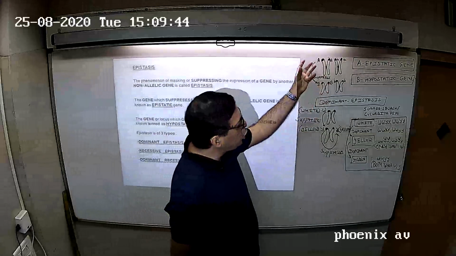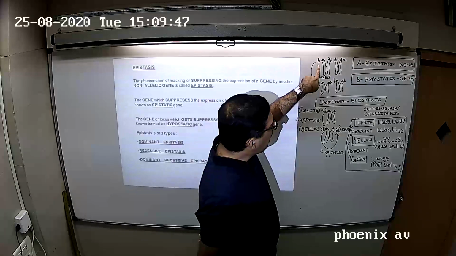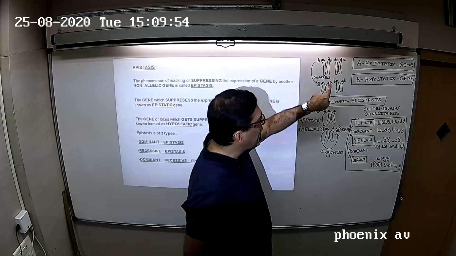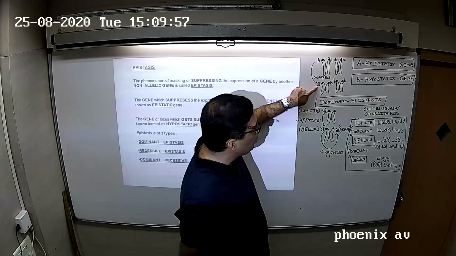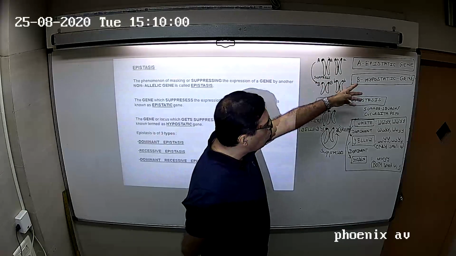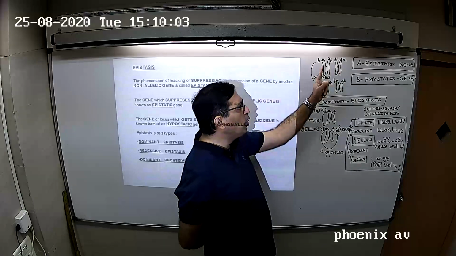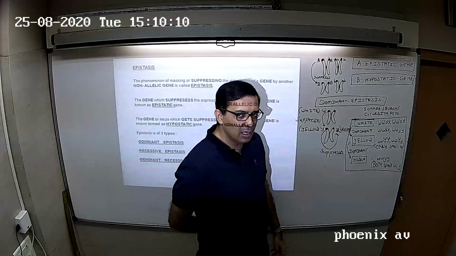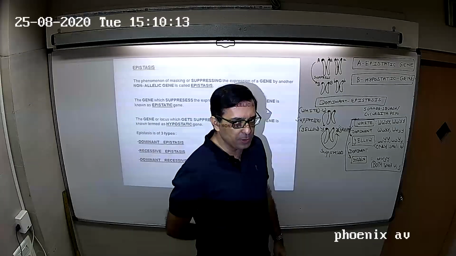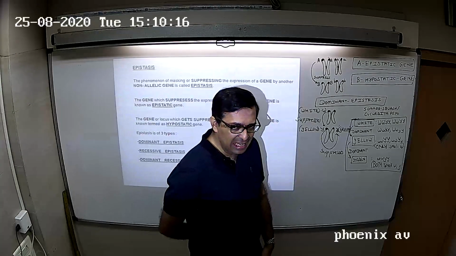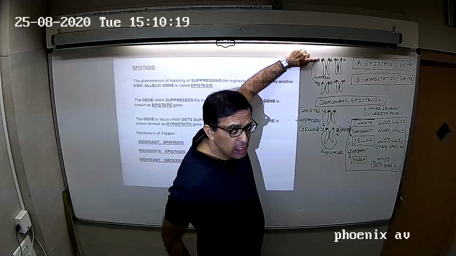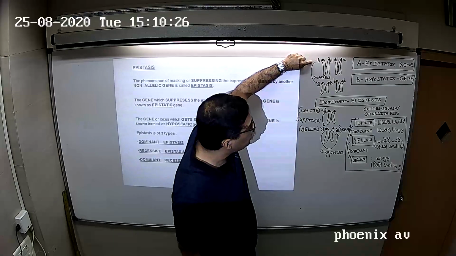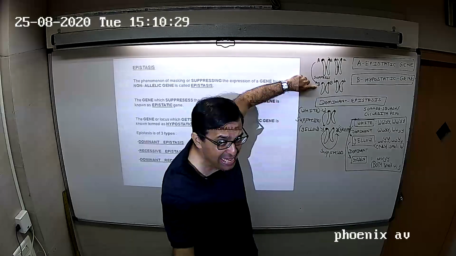So suppose you have two homologous chromosomes. On one chromosome you have capital A, on the homologous chromosome small a. On another set of chromosomes you have capital B, and on the homologous chromosome small b. Of course we know capital A is dominant over small a and capital B is dominant over small b. That is called Mendel's law of dominance. But in epistasis, capital A is not only dominant over small a, capital A is dominant over capital B.